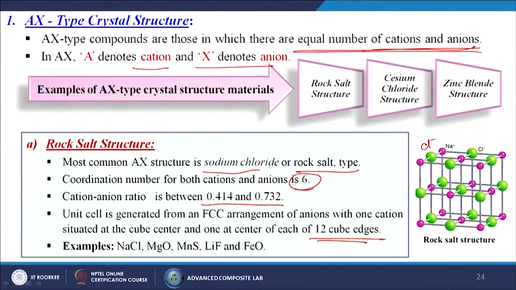So, that is why it is called the AX type crystal structure. Here all the cations and anions numbers are balanced. So, what are the examples? Sodium chloride, magnesium oxide, manganese sulphide, lithium fluoride and iron oxide.